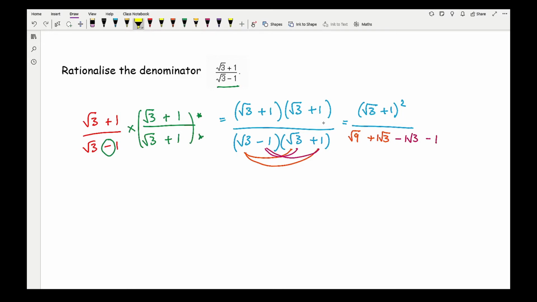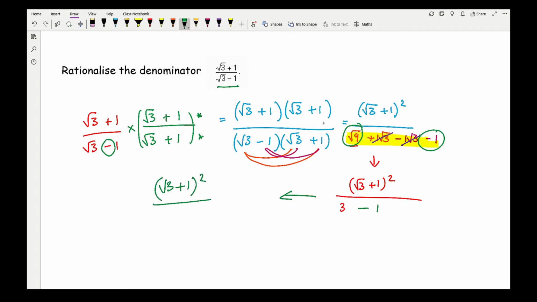Now, focusing purely on this denominator, the numerator becomes root 3 plus 1 squared, because I can't forget about that. Root 9 is 3. Now, root 3 minus 1 root 3 are just going to cancel each other out. This is one of the reasons why we have a plus and a minus, because it incorporates the difference of two squares, if you know that topic. So that disappears, and the only things I've got left are these two. I've got to take away the 1. So from this, I've got root 3 plus 1 squared over 3 take away 1, which is 2. And there is my final answer.